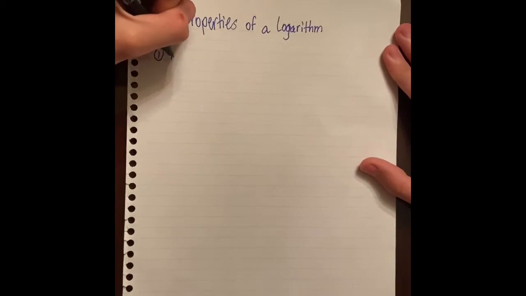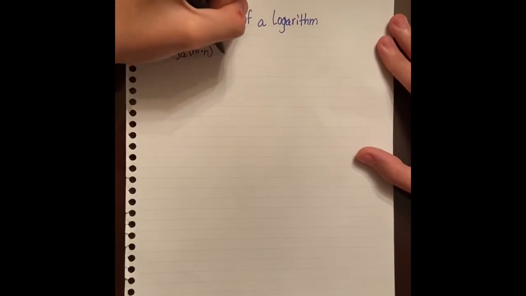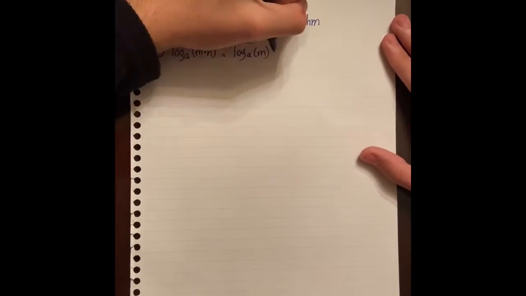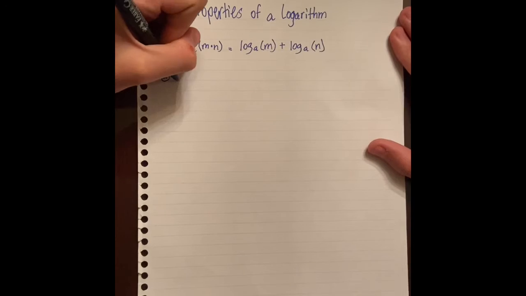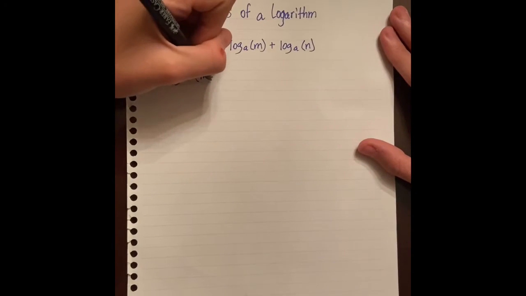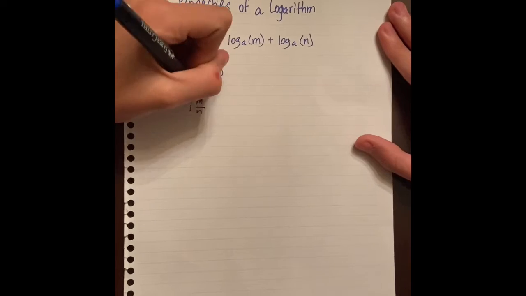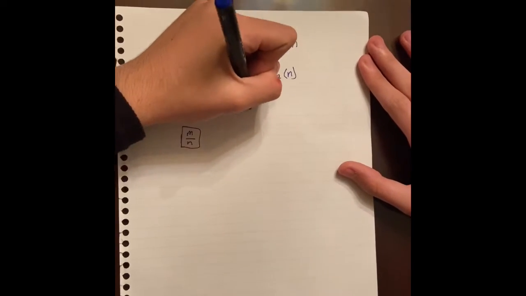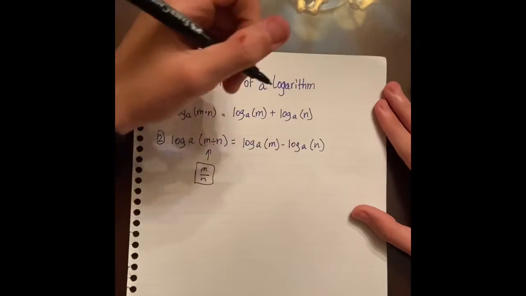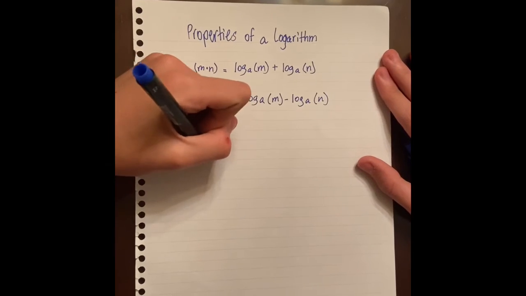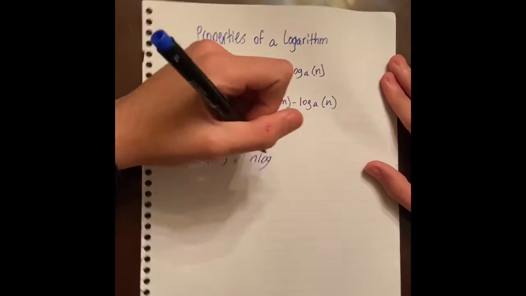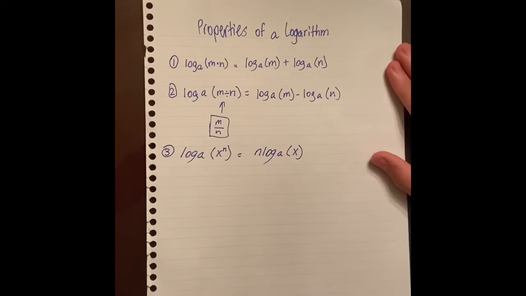Just like exponential functions, logarithmic functions have their own laws, or properties. The first property of a logarithmic function is log base a of m times n would equal log base a of m plus log base a of n. The second property is log base a of m divided by n would equal log base a of m minus log base a of n. And the third property would be log base a of x to the power of n would equal n log base a of x.